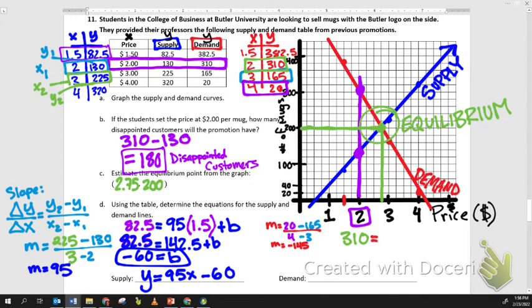So I just found out that my m, my slope, is negative 145. I substituted y, which was 310. I substituted that on this side of the equation. And then I'll substitute my x. My corresponding x there is 2. And I'm solving for b.